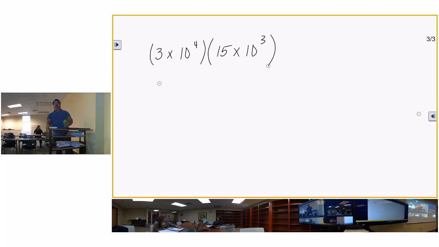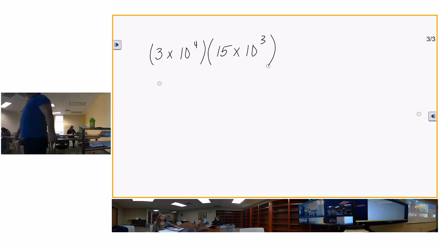I had one girl one time, she wrote out, okay, 3, that's 4, that's 1, 2, 3, 4, that's 3,000 or 30,000 times 15,000. And she was writing all these zeros down and then multiplying and writing zeros down. And it took like 2 or 3 lines of work. And 15 minutes later, she had some kind of answer. I don't know if it was right or not. But that's not the way you do it. The way you do it is you multiply 3 times 15, and then you multiply 10 to the 4th times 10 to the 3rd, which you use your exponential laws.